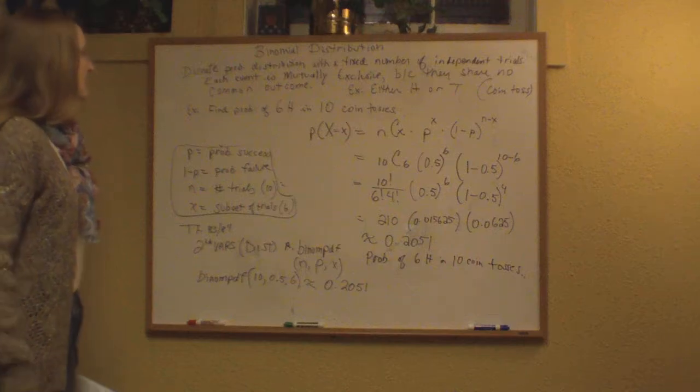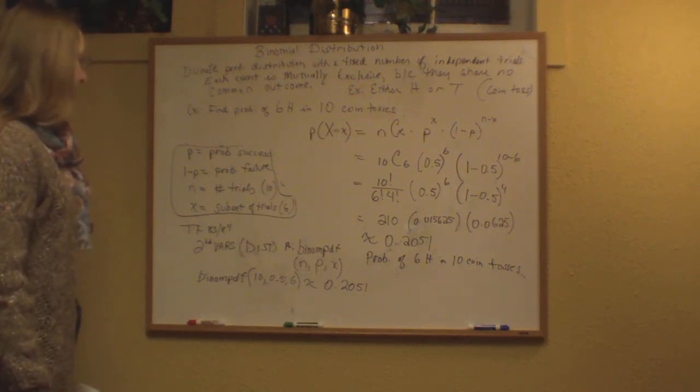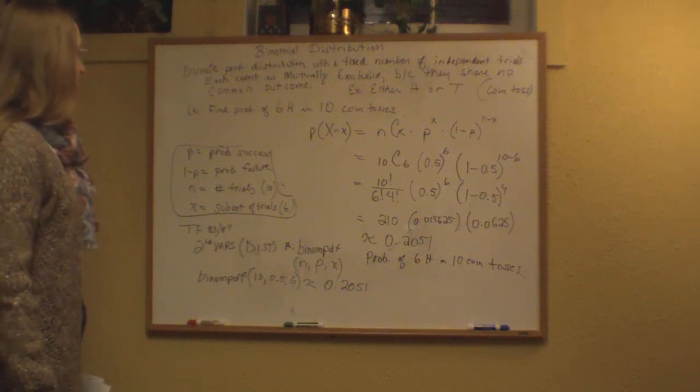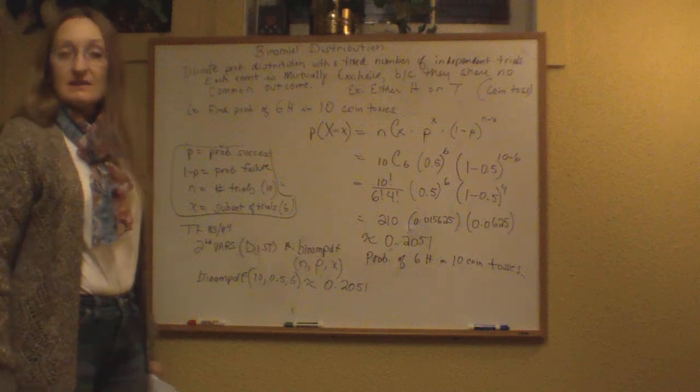So what we have done is just reviewed the binomial distribution, and we have computed the probability of getting 6 heads in 10 coin tosses.